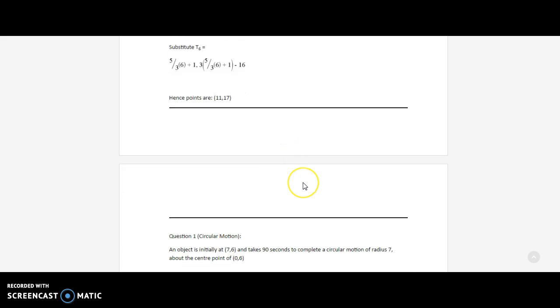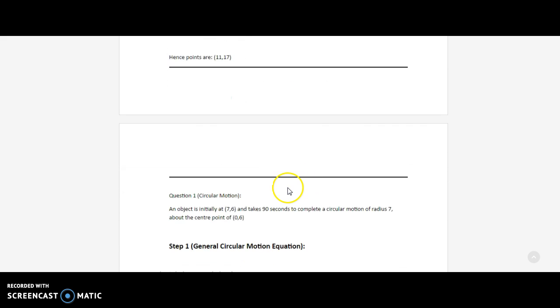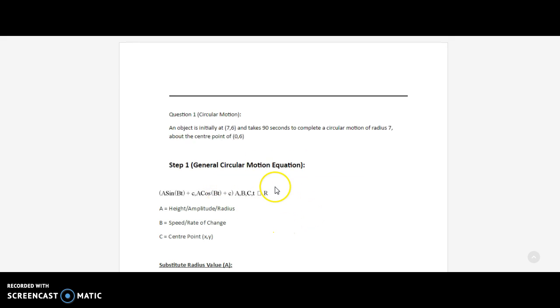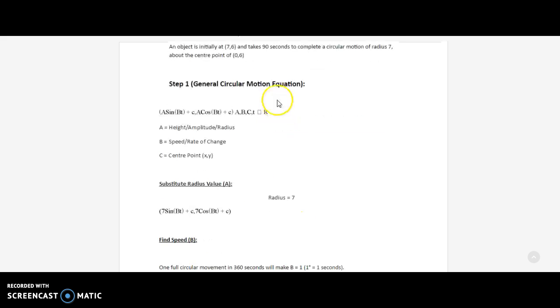Okay. Now, question 1, part 2, circular motion. An object is initially at (7, 6). It takes 90 seconds to complete a circular motion of radius 7, about (7, 6). So first, we need to read through the general circular motion equation. Here we have the equation for the 2 points.